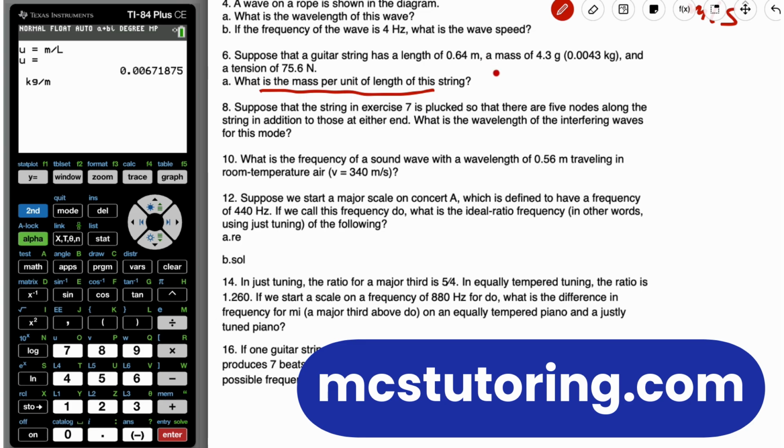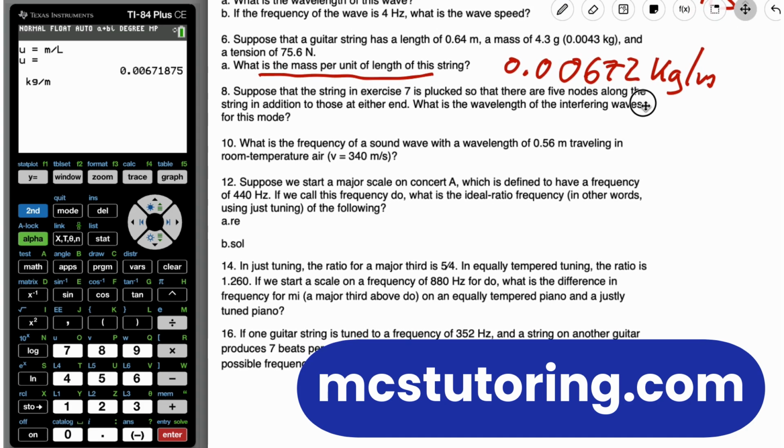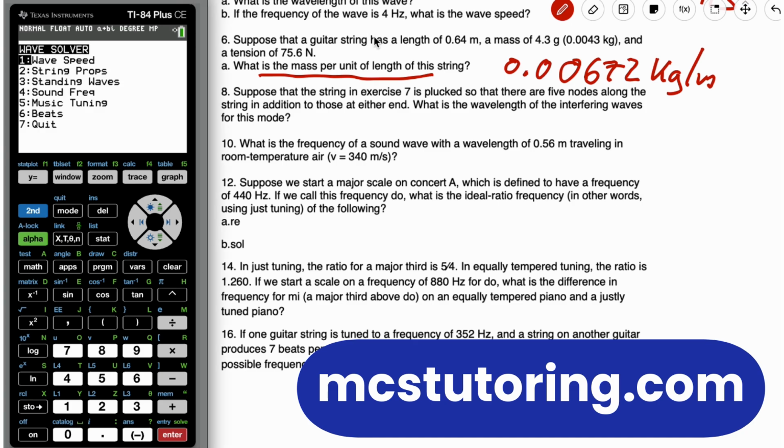And it looks like it's 0.00672 kilograms per meter. Okay. I'm not sure how tension goes in here. So if I'm mistaken, go ahead and flame me in the comments if I do make a mistake. I'm definitely happy to debug this program.